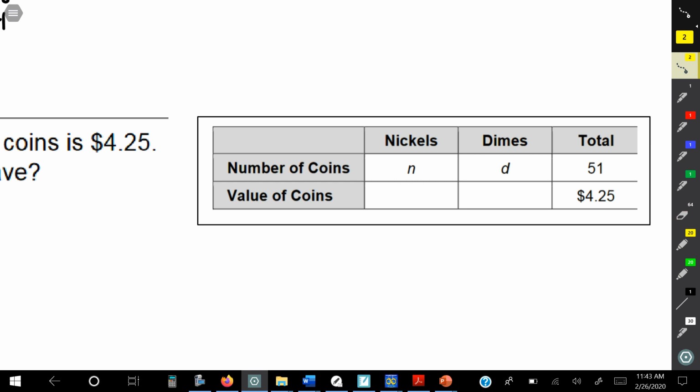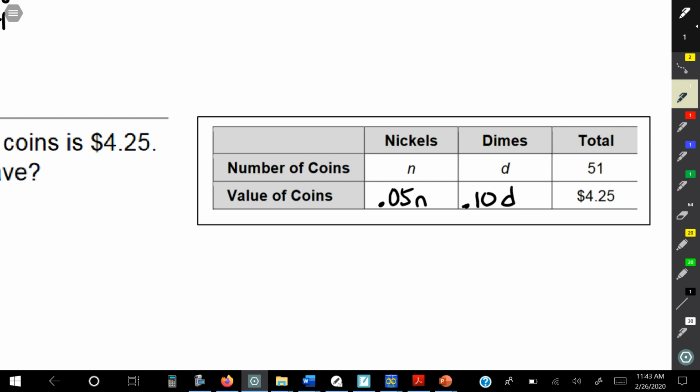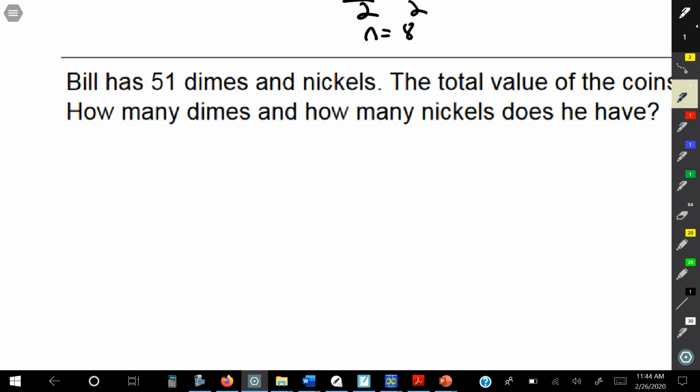Okay, so the value of a nickel is 5 cents. So you're going to take 5 cents and multiply that times the number of nickels. And a dime is 10 cents, and you'll multiply that times the number of dimes. All right, now I'm going to make my two equations from this table. I'll have my nickels plus my dimes equal a total of 51 coins.